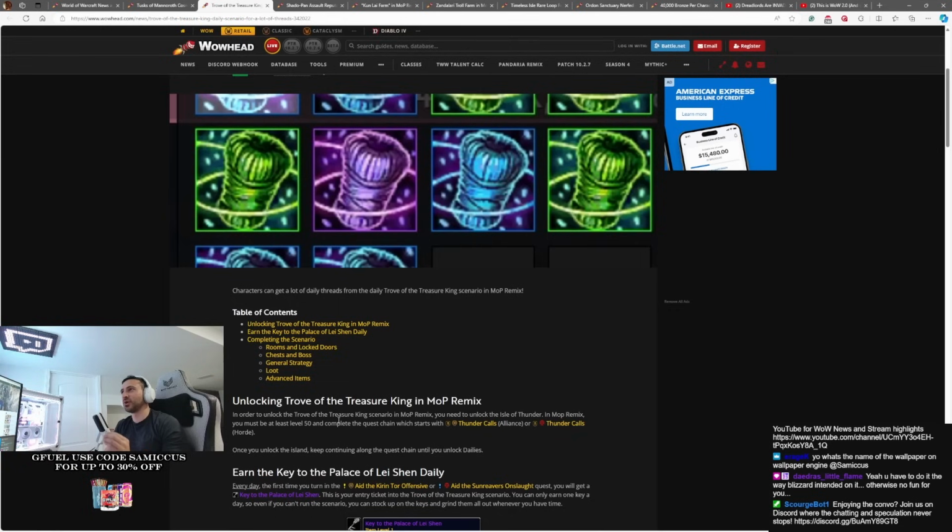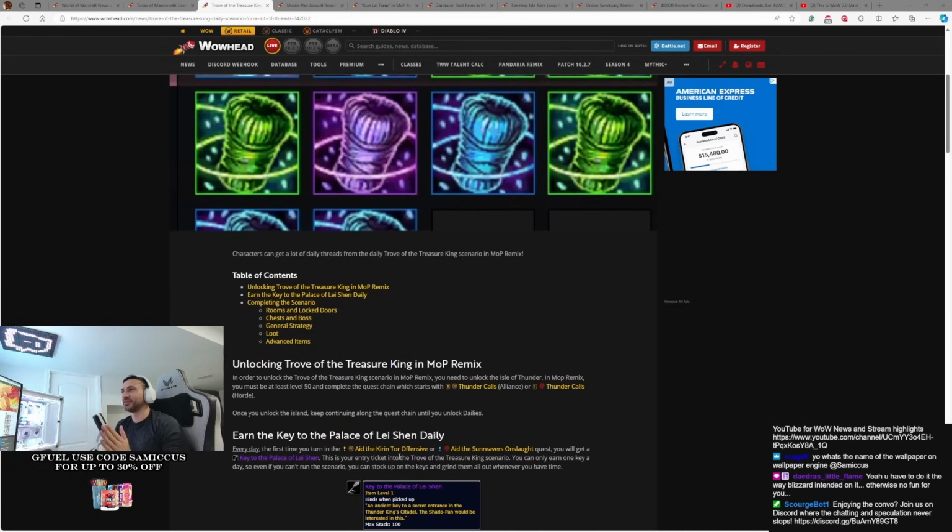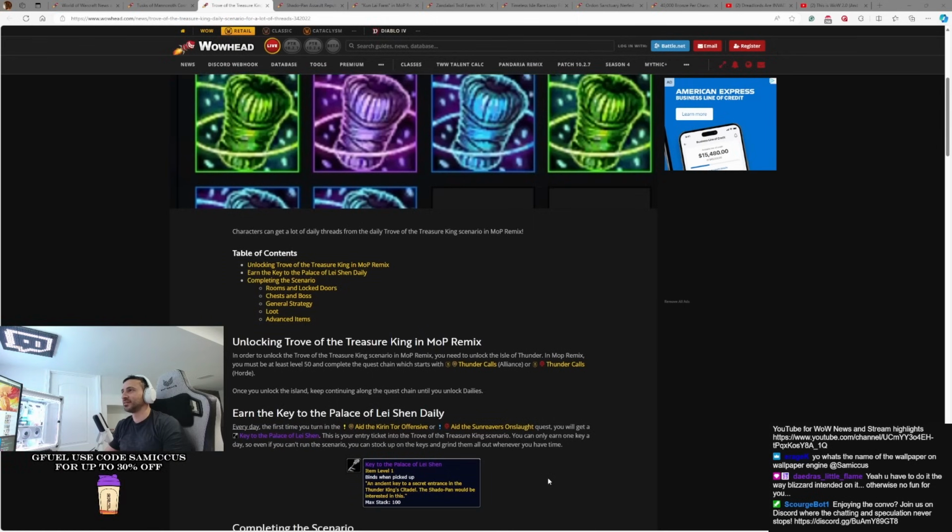How are you going to get this? In order to unlock the Trove of the Thunder King scenario from MoP Remix, you need to unlock the Isle of Thunder. In MoP Remix, you must get to at least level 50 and then complete the quest chain, Thunder Calls, on either the Horde or the Alliance. Once you unlock it, you can do it every day, and the first time you get it, you'll be able to turn in the quest for some threads. I don't know how many it is.